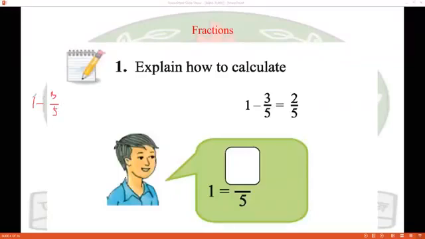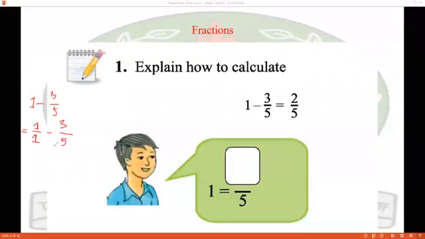You see that 1 is an integer and 3 by 5 is a fraction. In this way, you have to imagine that there remains 1. So this is 1 by 1. 1 by 1 means 1. So we can write 3 by 5.